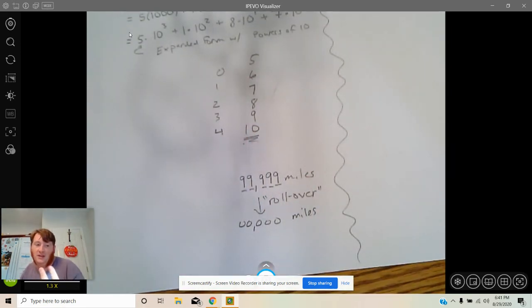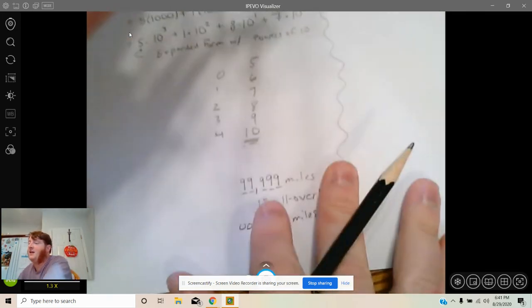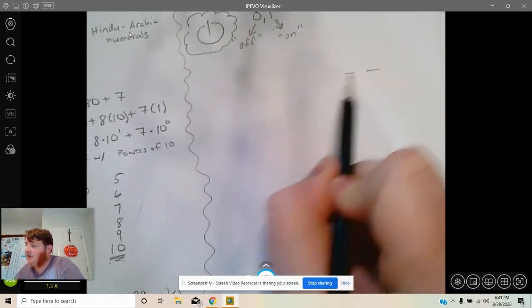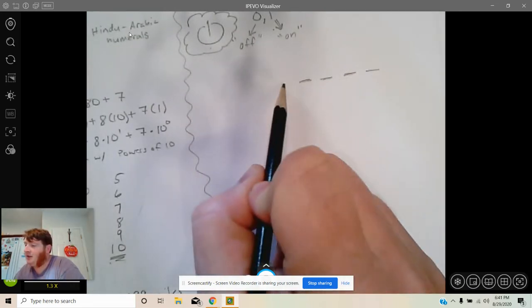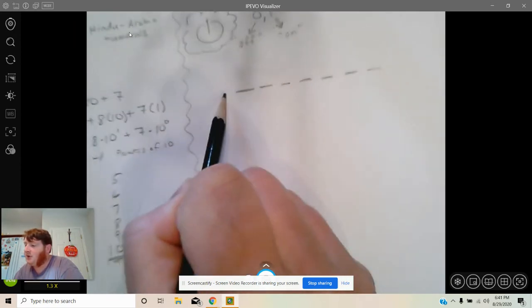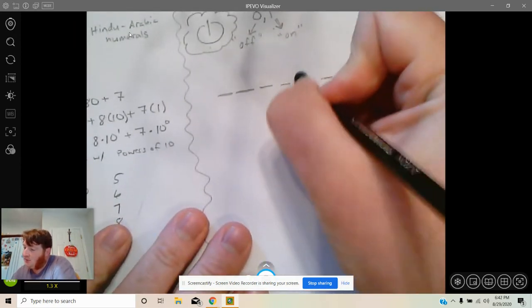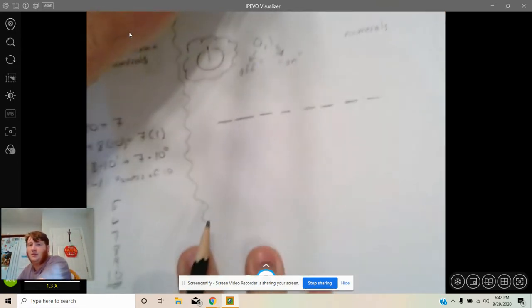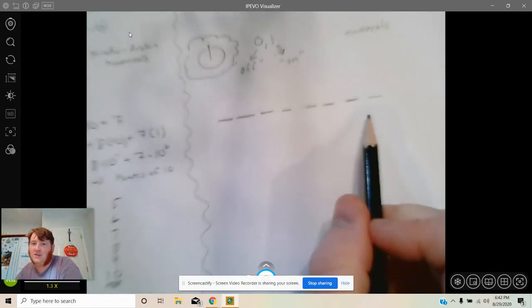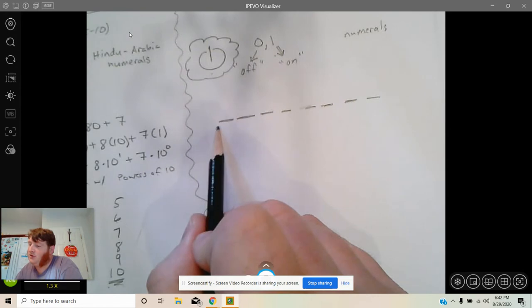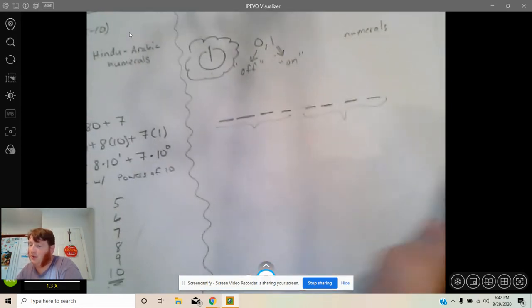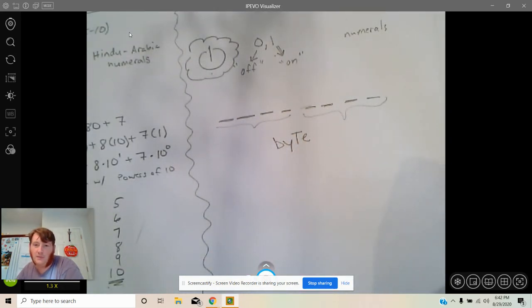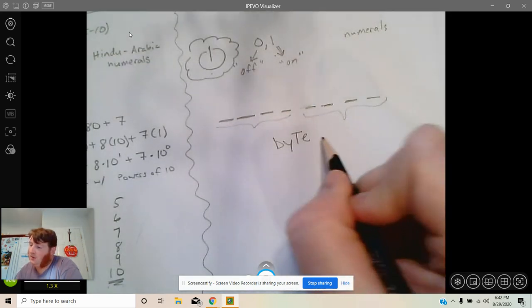Binary, because there's only 2 symbols, is going to roll over pretty fast. And so at least at first, it seems like you need a lot more place values. You would like it better if those were a little more grouped. You should be able to quickly do this into groups of 4, and you generally tend to focus on 2 groups of 4 because that's a byte. That's the word that stuck. A byte was a group of 8 bits.